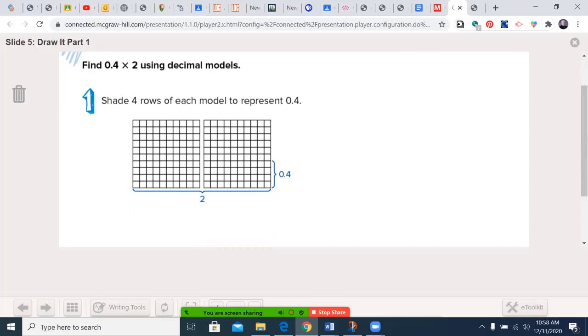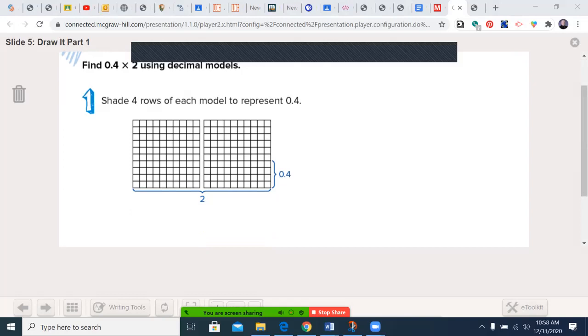So there's a couple slides here, and I'm going to grab my annotation tool right off the bat. And I like to use the lighter colors because it'll eventually help me out. So we want to shade 4 rows of each model to represent 4 tenths times 2. They're doing the 4 on the bottom. Normally, I tend to go up and down, but I'm going to go this route because that's what they're doing. And there is no right or wrong way. Just make sure you're consistent. So that's 2 tenths. Now 3 tenths, 4 tenths.